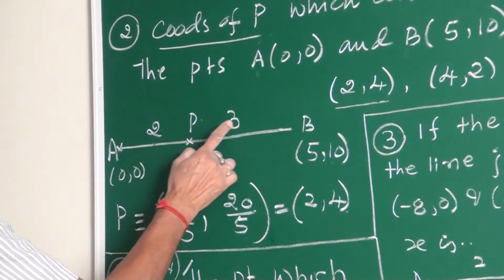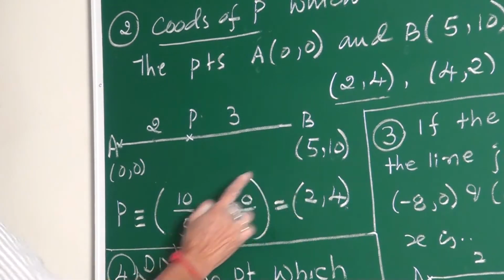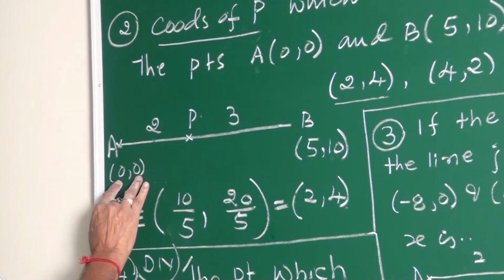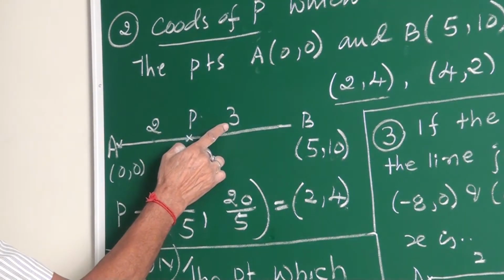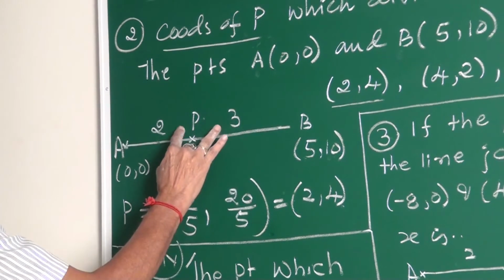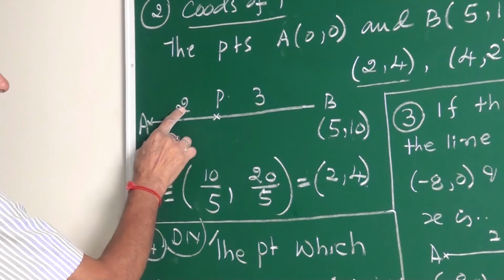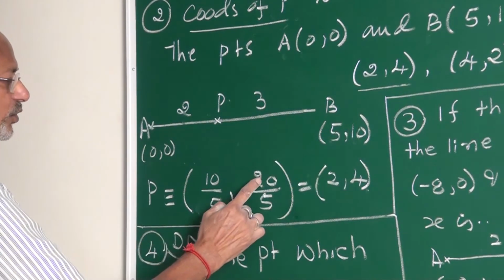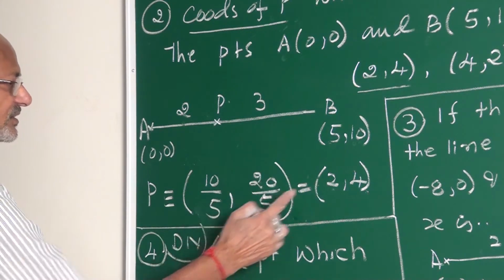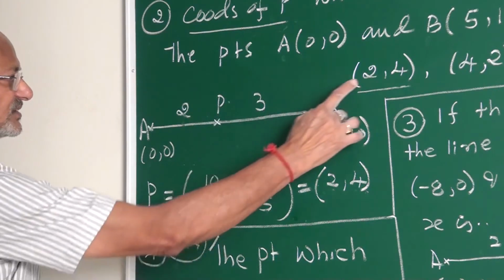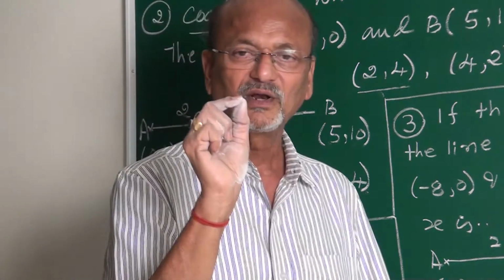First ratio, second ratio. m x2, and y is 10. In this case both are zeros, which means there is no second value. When both are zeros, don't try with this. 2 into 5 divided by 2 plus 5, and 2 into 10, which is 20, divided by 2 plus 5. What is this, my friend? Directly, this is 2, 4. They ask such simple examples. These examples are called simple examples.